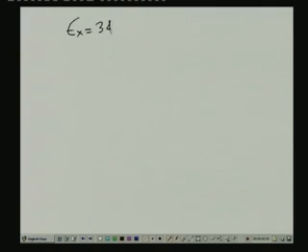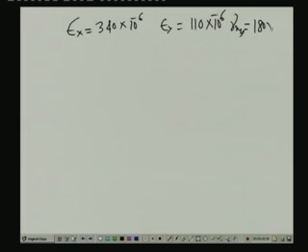Now, determine the strain components if the axes are oriented at an angle of 30 degree with reference axis in anticlockwise direction, and also determine the principal strains. Now, if we like to compute the values corresponding to the given values, we have epsilon x equals 340 into 10 to the power minus 6, epsilon y equals 110 into 10 to the power minus 6, and gamma xy equals 180 into 10 to the power minus 6.